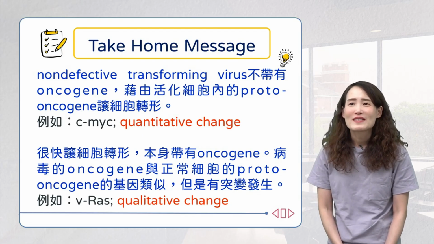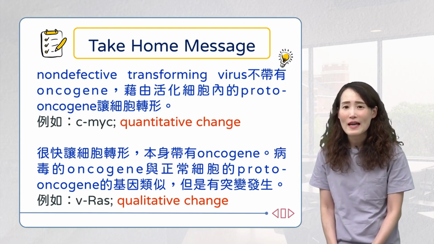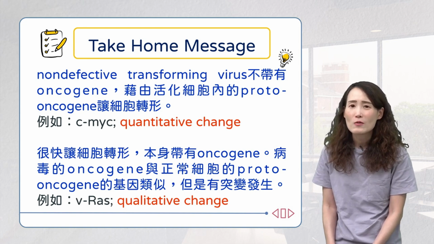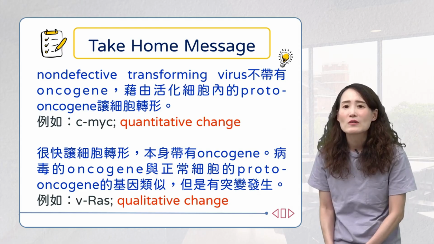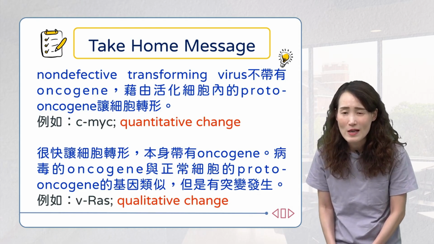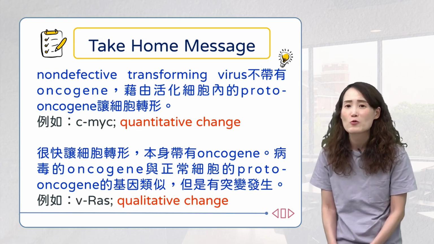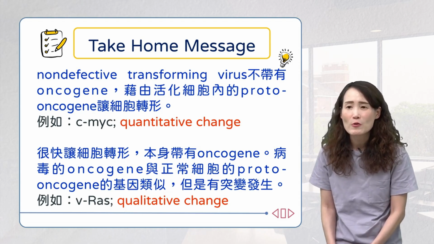Today, we also covered RNA viruses. They infect host cells in two ways. The first type is non-defective transforming viruses, which do not carry oncogenes. They can transform cells by activating proto-oncogenes within cells, such as c-MYC mentioned earlier, which represents a change in quantity. The other type infects host cells acutely, quickly transforming cells, and carries an oncogene. This oncogene is referred to as V-oncogene. The viral oncogene is quite similar to the proto-oncogene in normal cells, but the viral V-oncogene has mutations. This is a change in quality.